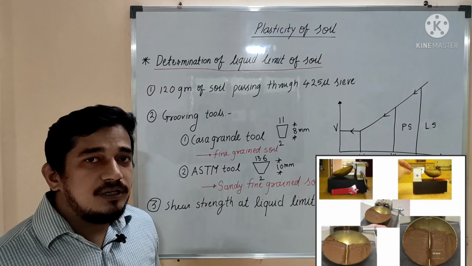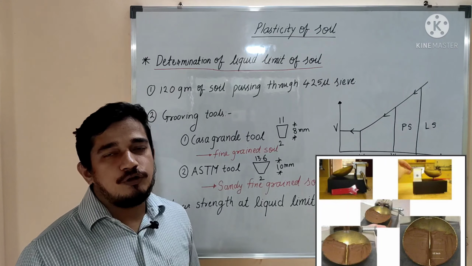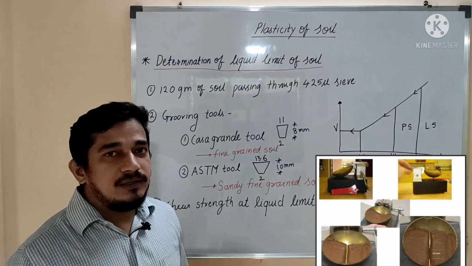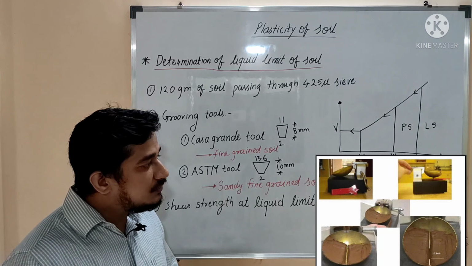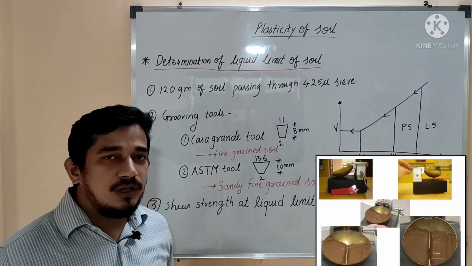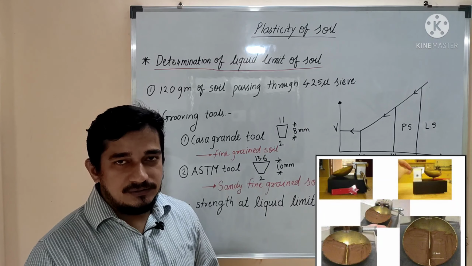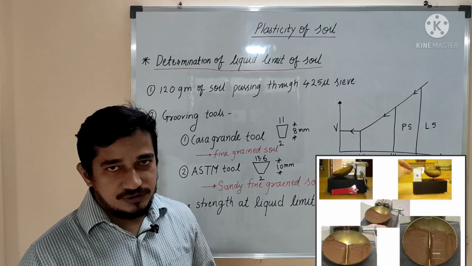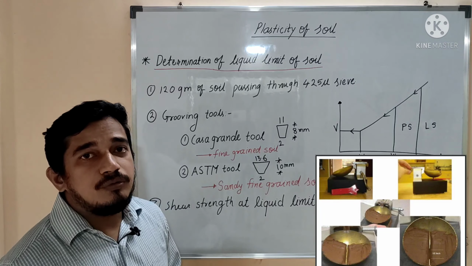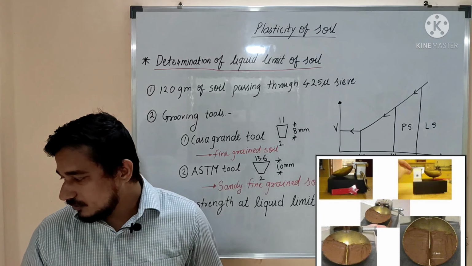Like this, we will repeat the procedure 3 to 4 times with varying water content. The water content will be increased, again the paste will be made, and the same procedure will be repeated. In total we will get 4 readings, that is, 4 numbers of blows and 4 values of the water content. So we will plot a graph between these two.